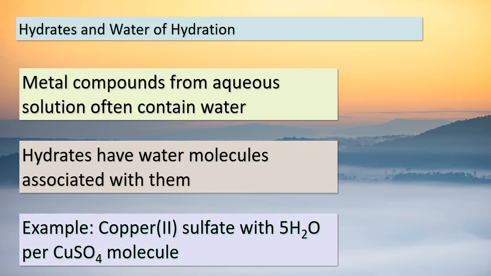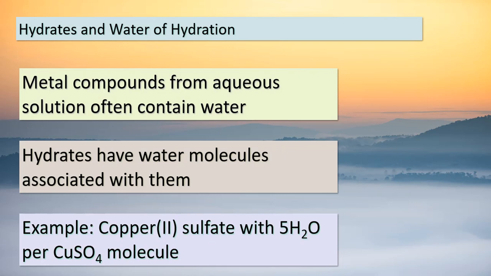Let's take copper(II) sulfate as our starting point. When it crystallizes from water, it brings along 5 moles of water for every mole of CuSO4. This remarkable combination is symbolized by the formula CuSO4·5H2O. Imagine water and the compound intertwined, forming a unique structure.